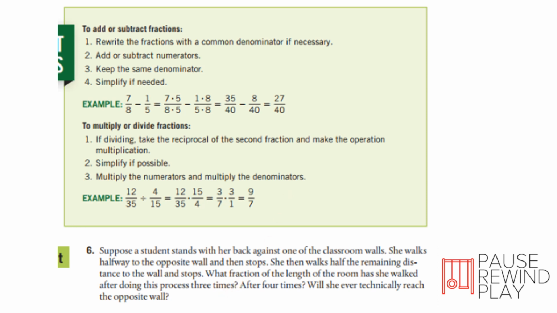Suppose a student stands with her back against one of the classroom walls. It's a rectangular classroom, and she walks halfway to the opposite wall and then stops. She then walks half the remaining distance to the wall and stops. What fraction of the length of the room has she walked after doing this process 3 times? After 4 times? And the question is, will she ever technically reach the opposite wall? So please give it a go and we'll compare notes.